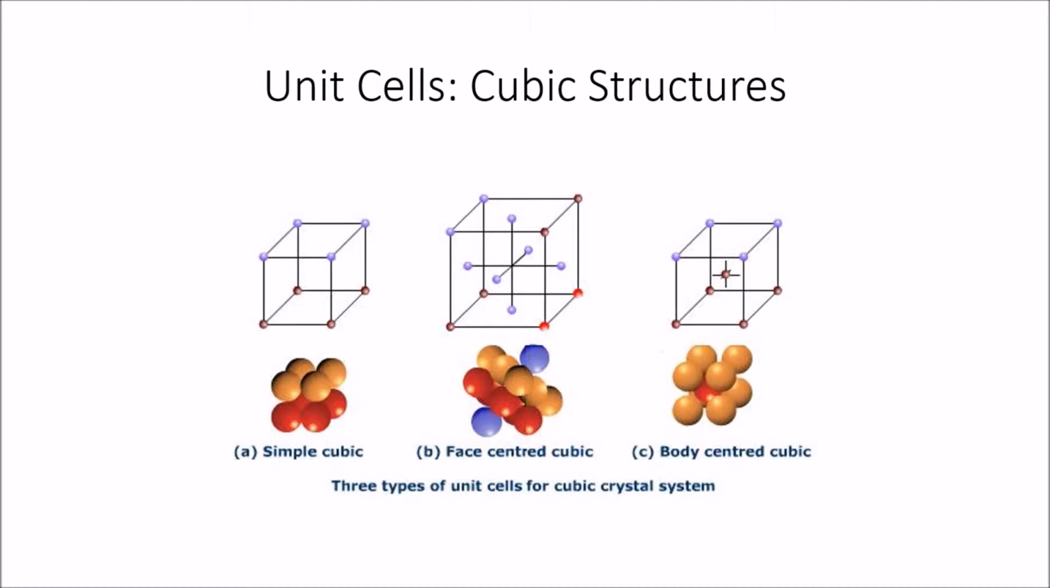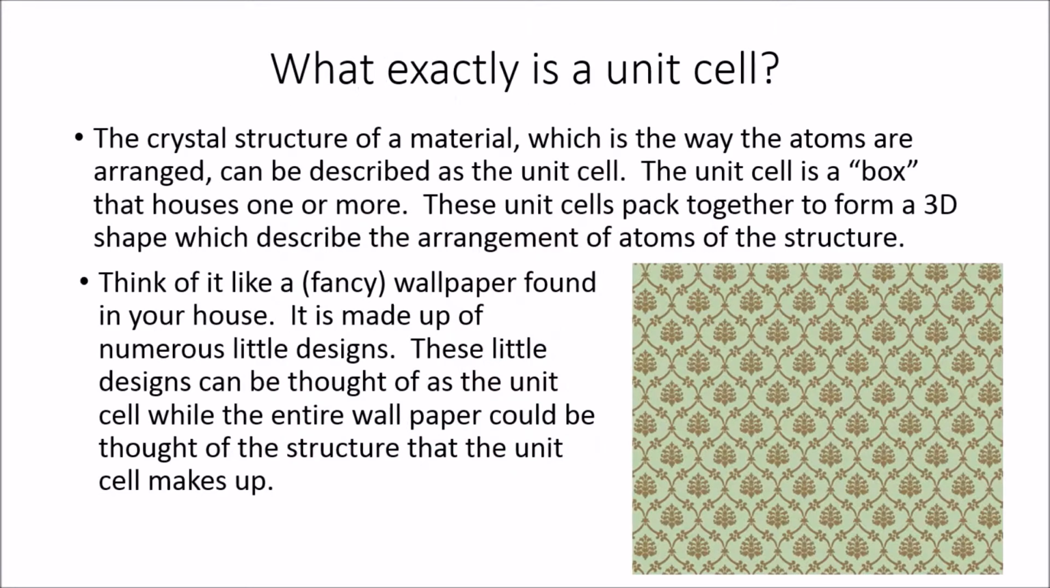In order to do that, we first have to start out with, what exactly is a unit cell? So a unit cell is the structure of a material. It's the way the atoms are arranged, and that arrangement is called the unit cell. If you want to look at it this way, it can be considered the box that houses the atoms. And when the unit cells are arranged next to each other in a pattern, they form a 3D structure, and that's really what the materials around us are. They're just 3D structures of these atoms.